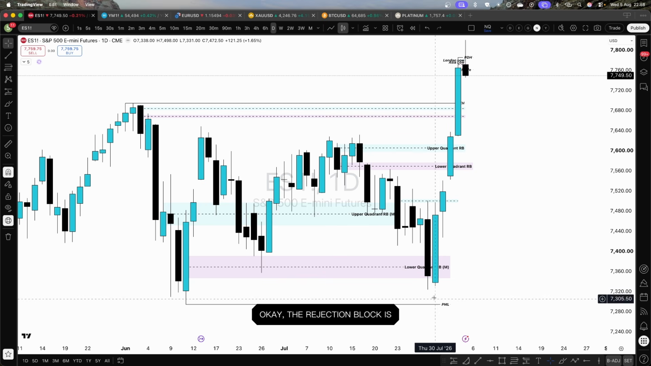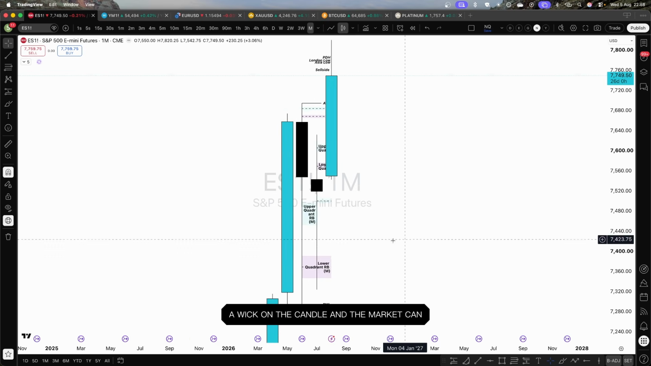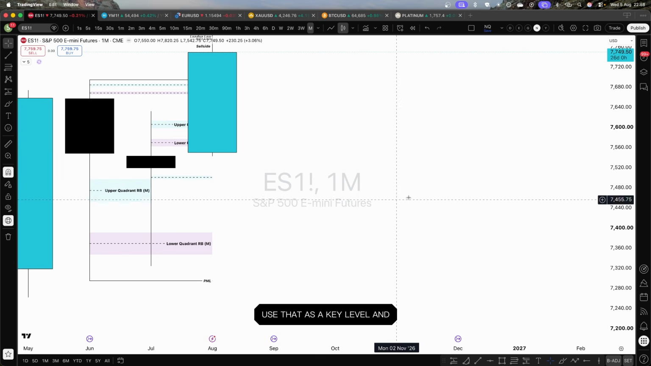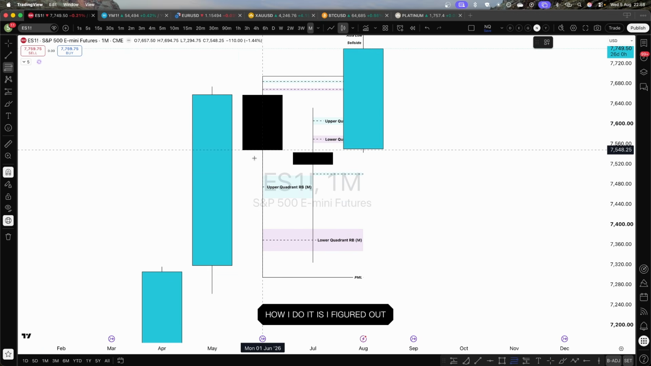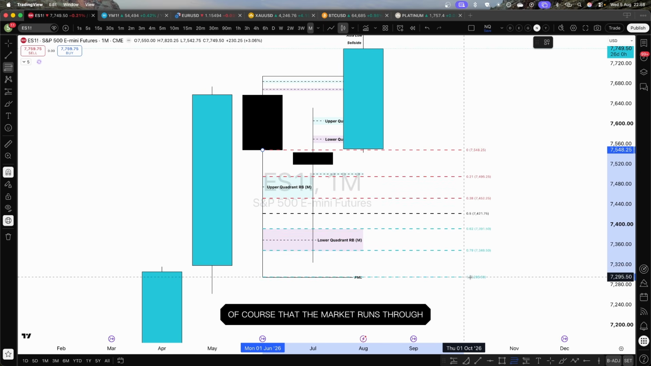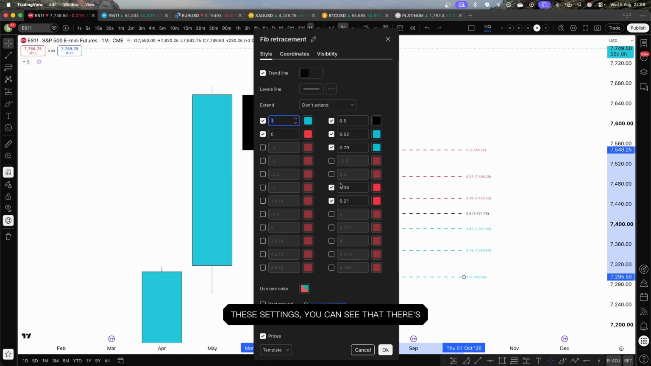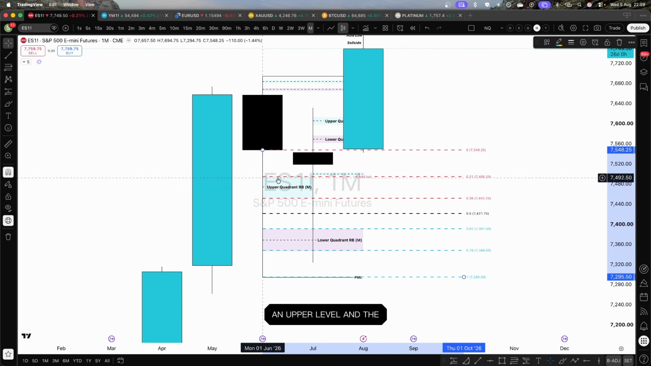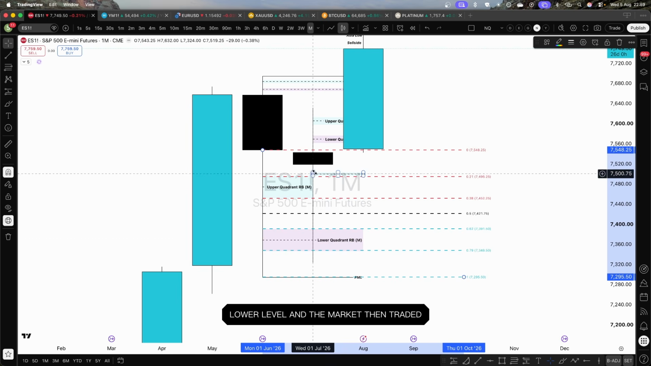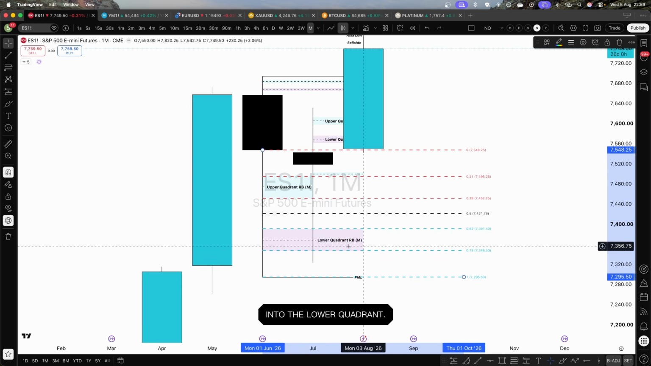Okay, the rejection block is a wick on a candle, and the market can use that as a key level. And how I do it is, I figured out that the market runs through quadrants, and if we use the high and the low and put a Fibonacci on there, and use these settings, you can see that there's an upper level and a lower level, and the market then traded into the lower quadrant. Okay, this can be used as a key level.